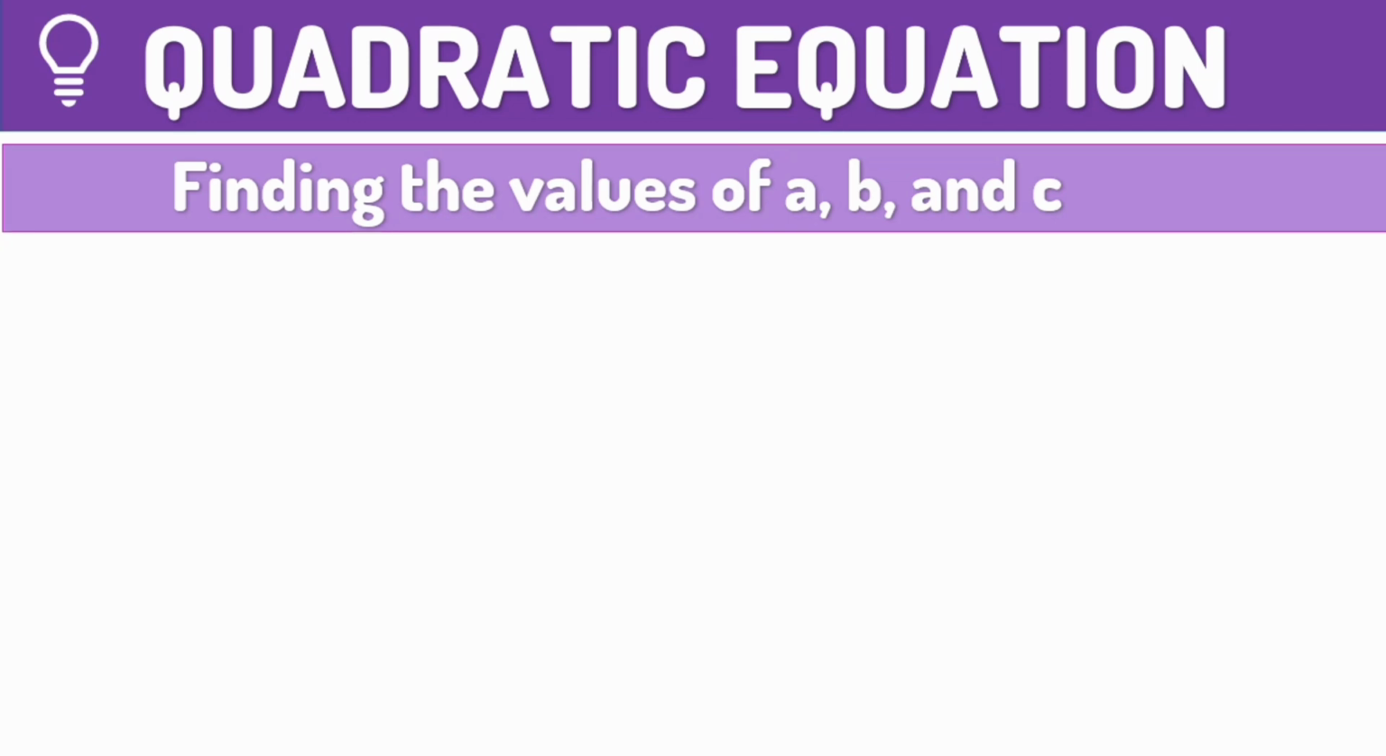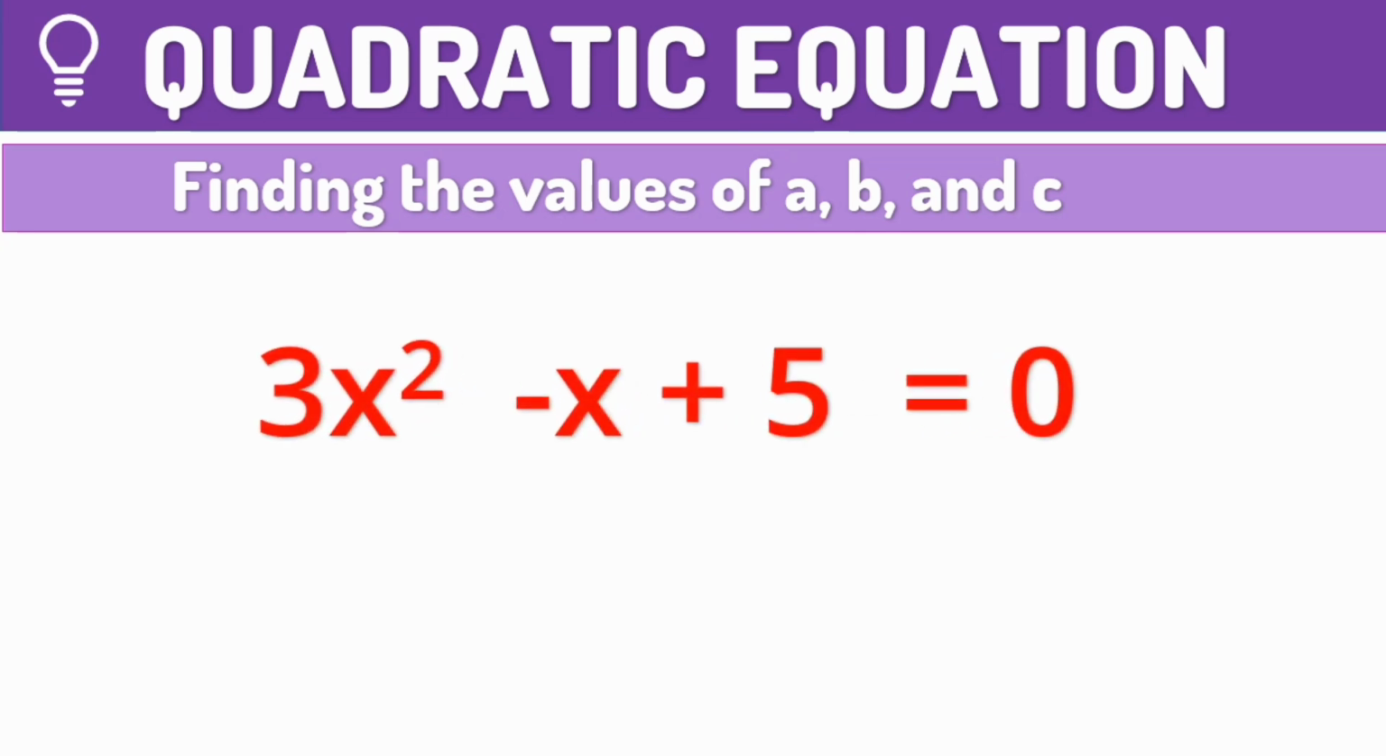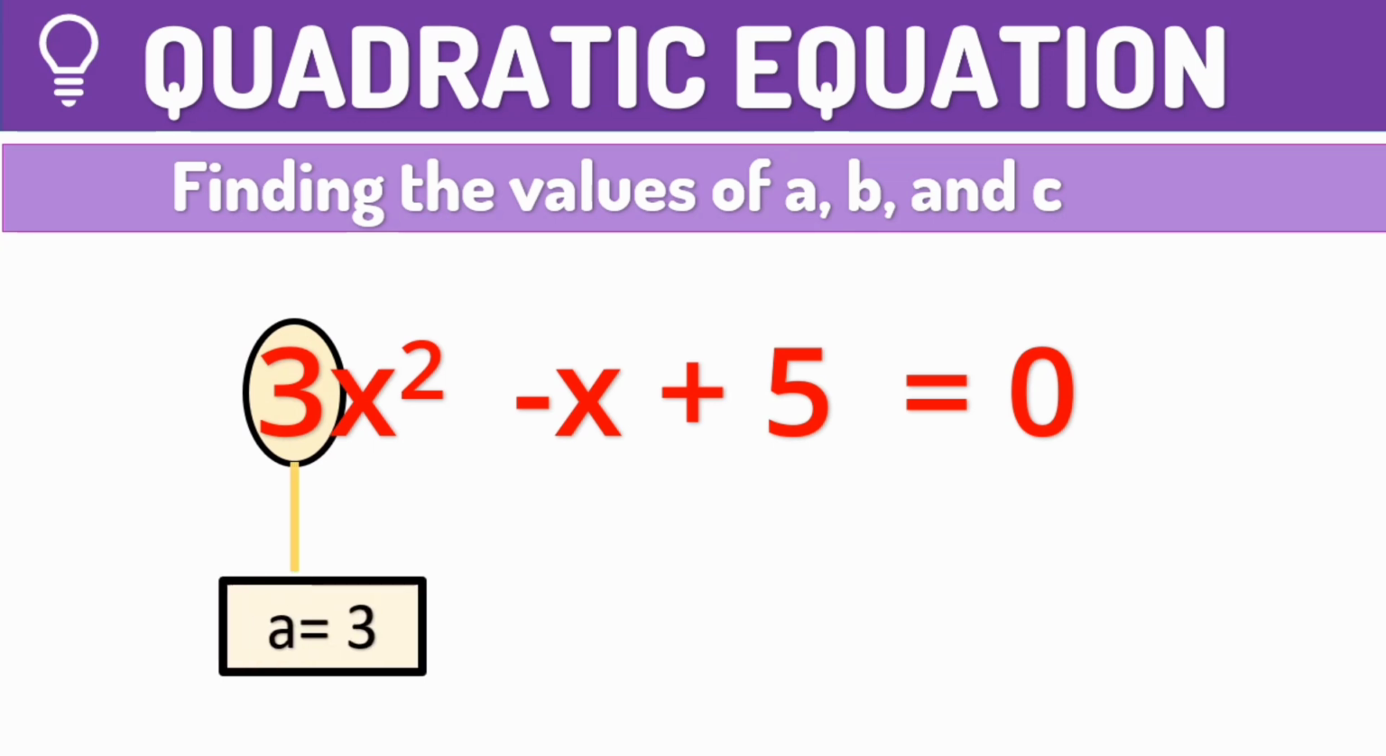This time, we're going to find the values of a, b, and c of a quadratic equation. We have the equation 3x squared minus x plus 5 is equal to 0. What will be the a, b, and c here? A is equal to 3. A can be seen beside the x squared, or the variable having this 2 exponent. The number beside it is the value of A.